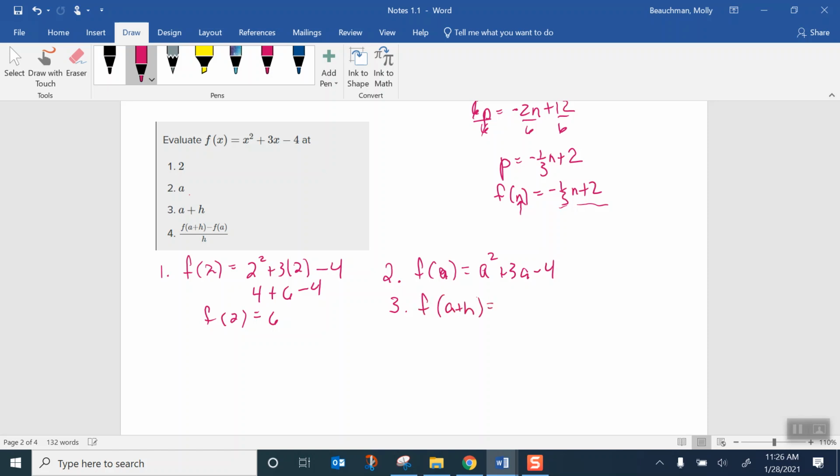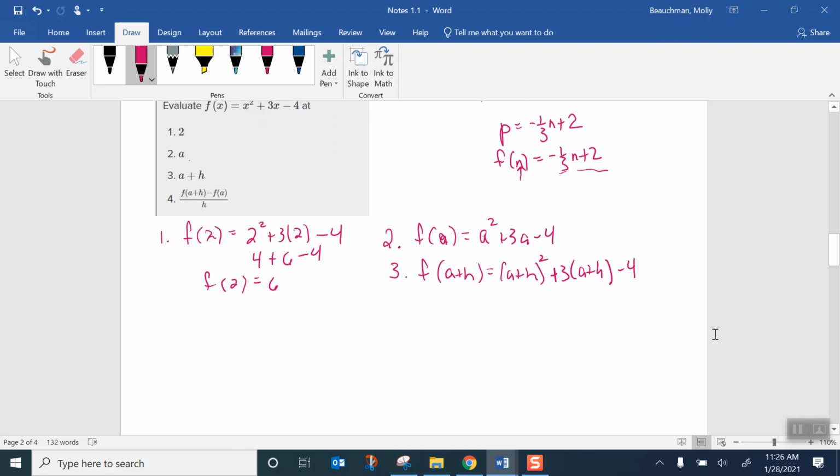f of a plus h means substitute a plus h wherever there's an x. So basically, we can substitute anything we want to. A plus h minus 4. Now, and then simplify. So what we're going to do is multiply that out and simplify.